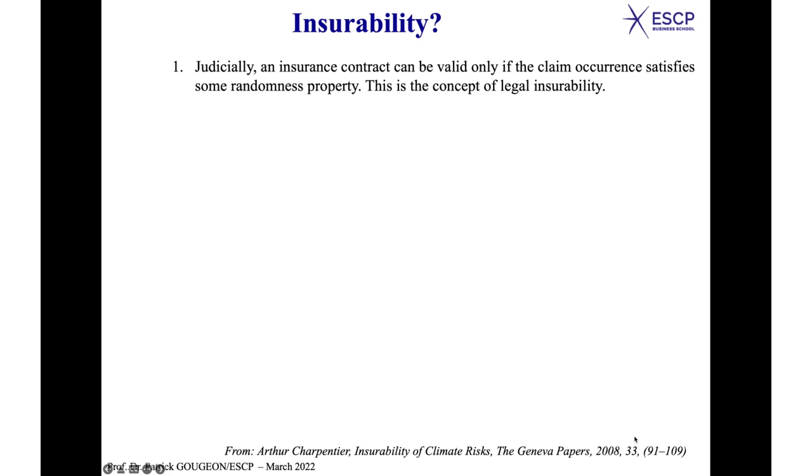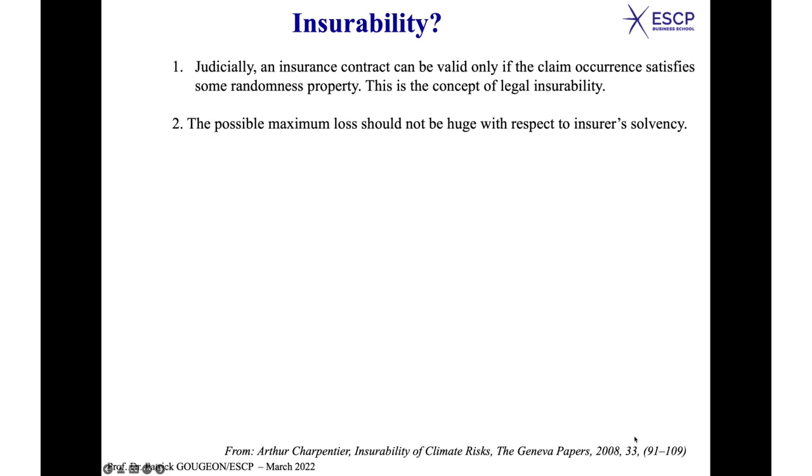The randomness condition would not be fulfilled here, because an accident or a bad way of driving would be your responsibility. It wouldn't be a random event. And behind that, you have the issue of moral hazard. Indeed, you have to make sure that insurance will not generate attitudes that would be conducive to a higher probability of risk. So this is the concept of legal insurability. You have to make sure that the occurrence of the event does not depend on the decision of the policyholder.